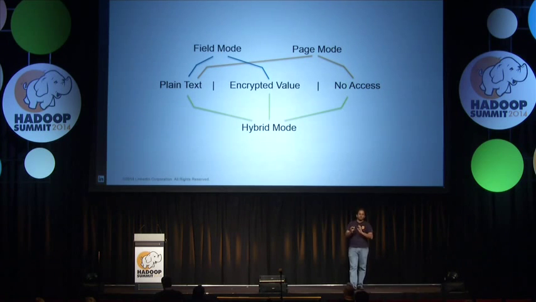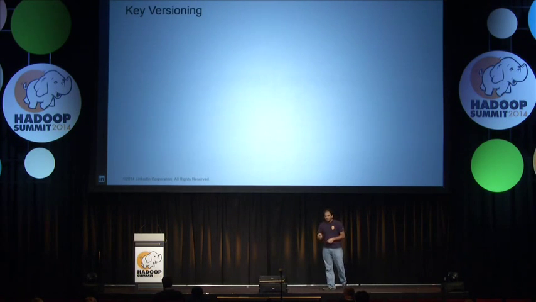So you say, okay, you get access, but you cannot see the plain text value, but you can do some operations on top of it. And also we'll be doing key versioning. So what is key versioning?